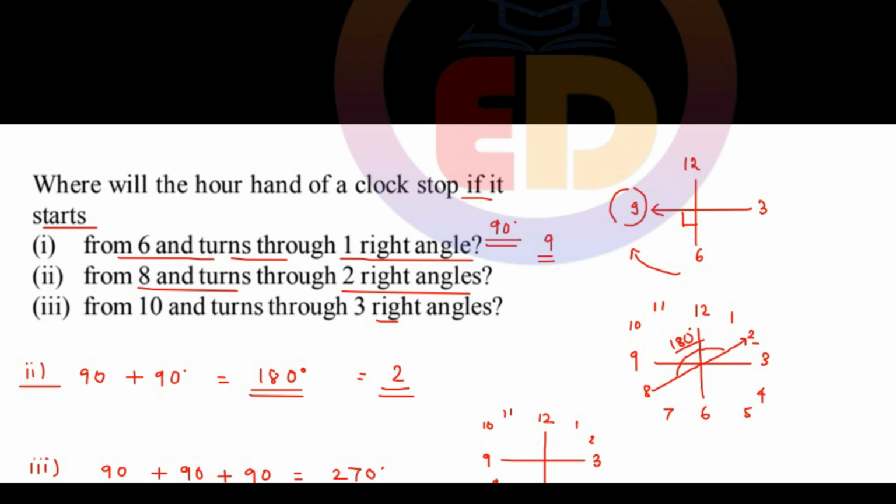Now the clock is at 10. So when you give it a 180 degree turn, it will come at 4, and after 180 you have to give it one more 90 degree turn. So at 4 p.m. if you give it a 90 degree turn, it will come at 7.